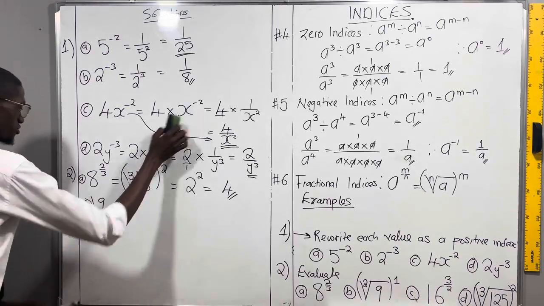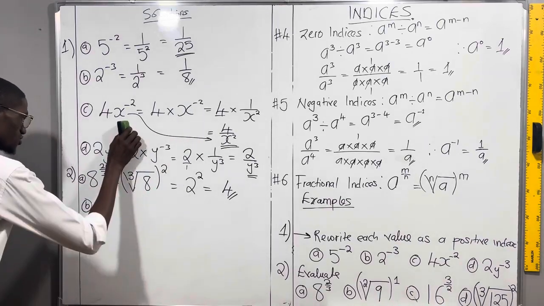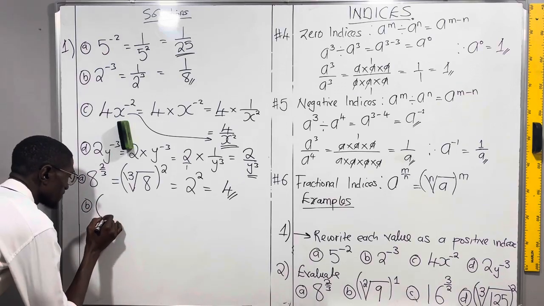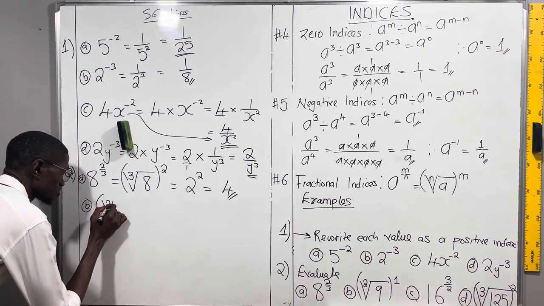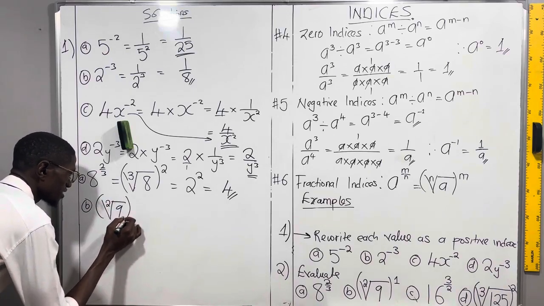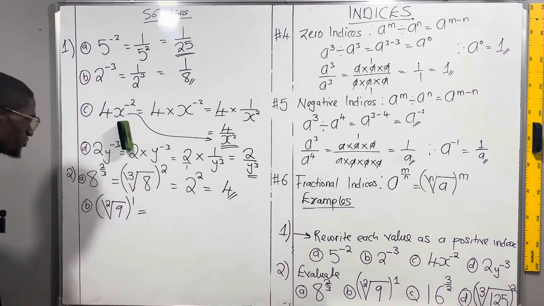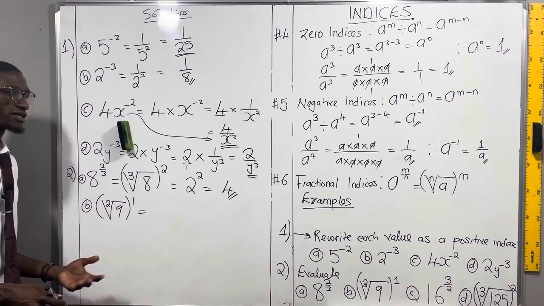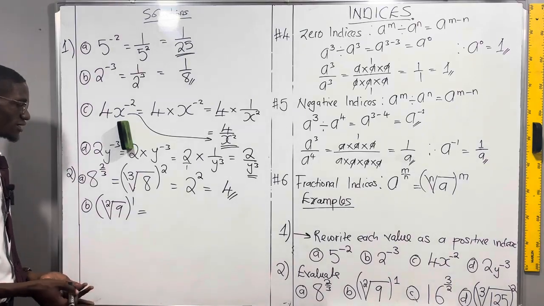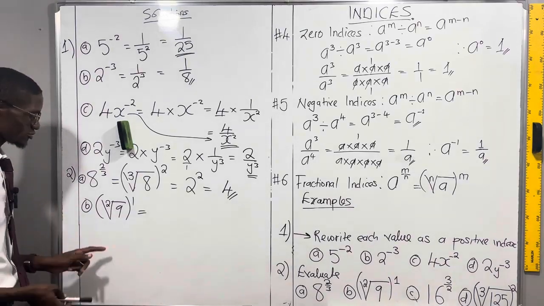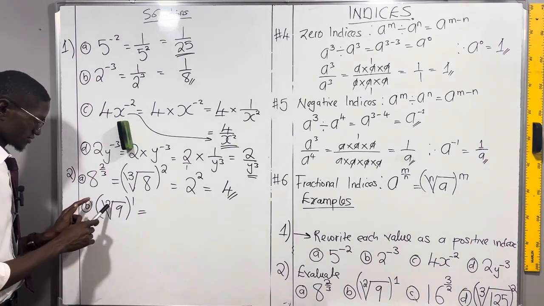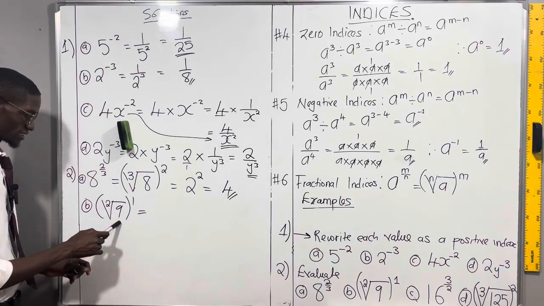Let me just write it properly. So we have a root there, we have a 2 there, we have a 9 inside, raised to the power of 1. Okay? This one simply means what is the square root of 9? Or what number can we multiply twice by itself to give us a 9?